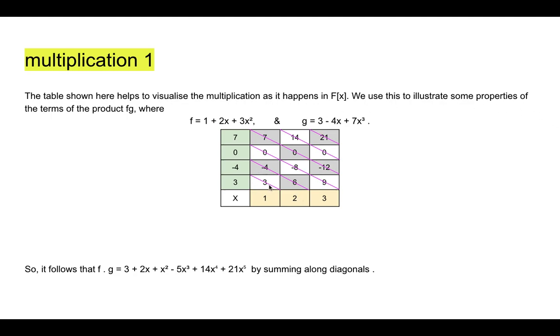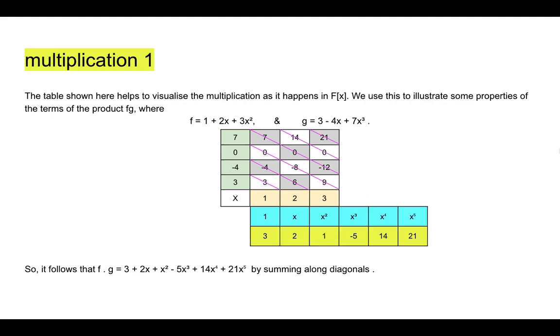So for the constant terms, one has only 1 times 3. That gives 3. For the linear terms, one gets 2x times 3 as 6 and negative 4x times 1 as negative 4. Adding these two gives 2. So we've written down in this table these sums. So the constant term is 3, the linear term has coefficient 2.